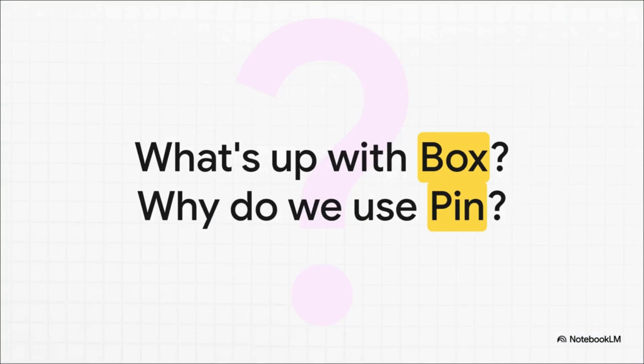So if you've ever tried to write a gRPC service, I bet this looks pretty familiar. You get hit with this wall of types that feel almost alien, right? What's the deal with Box? Why do we suddenly need Pin? And how on earth does this stream actually work? It's a lot, I know. But today, we're going to break it all down.